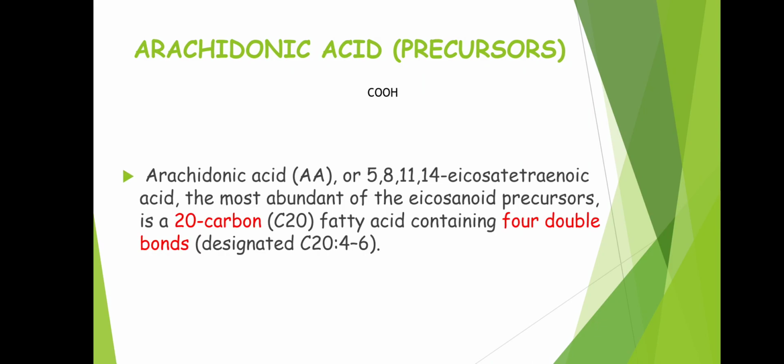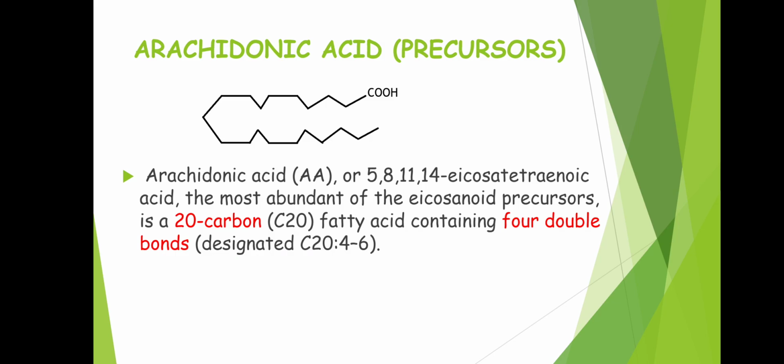First of all, this is COOH. So here you'll find one carbon atom. Next, carbon atom number 2, 3, 4, 5, 6, 7, 8, 9, 10, 11, 12, 13, 14, 15, 16, 17, 18, 19 and 20. So this is icosa. Icosa means compound containing 20 carbon atoms.